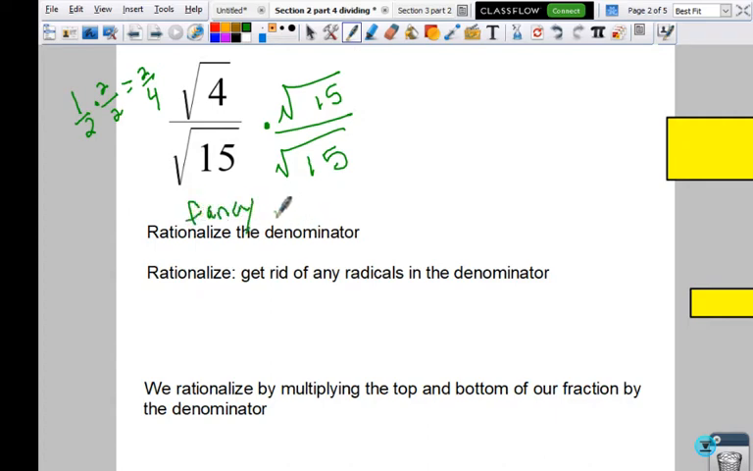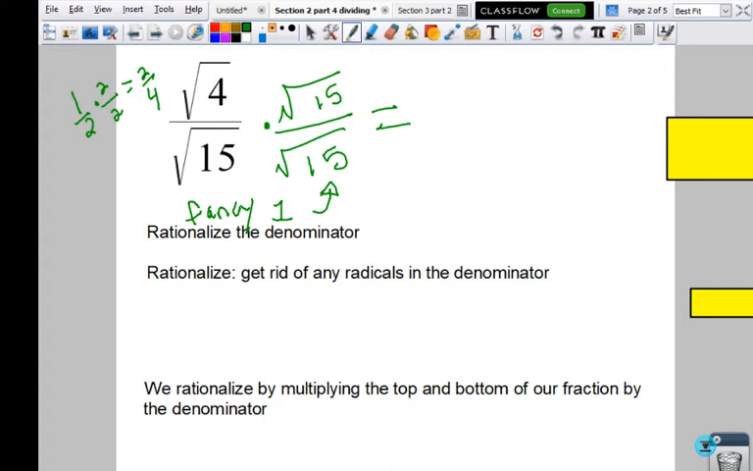So this is a fancy 1, I like to call it, because it's really just 1, right? So I'm not actually changing the value. If I were to turn this into a decimal, it'd still be exactly the same afterwards. We're just going to simplify it a little bit now.